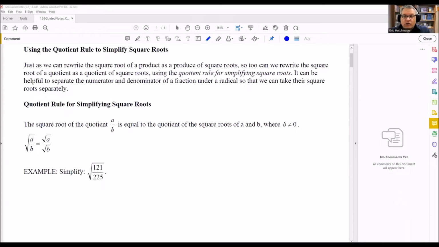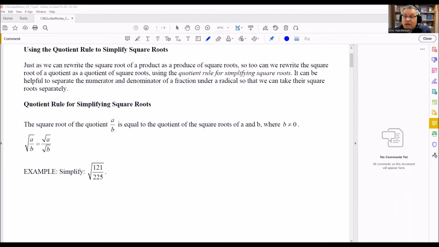We're going to use the quotient rule to simplify square roots. Now, of course, there's a product rule we could use and a quotient rule. And of course, you can apply these to any kind of root, any kind of index. But specifically here, we're going to focus on the quotient rule only for square roots.